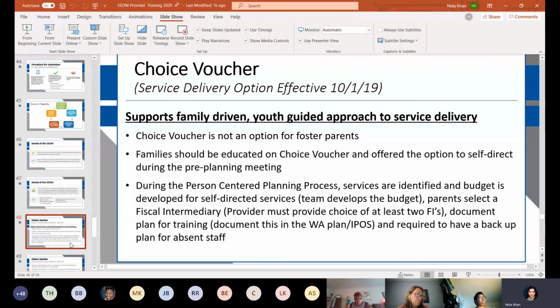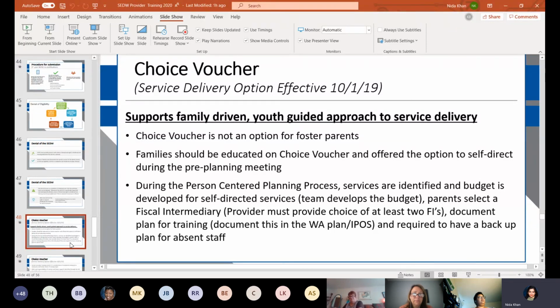OFS has just started working with choice voucher, so they're a bit new, but Debbie is the one that we have been working with. If you have any questions about self-determination slash choice voucher and how it works for OFS, please contact Katie and Debbie. And for Easter Seals, please contact Cassandra if you have any particular questions.